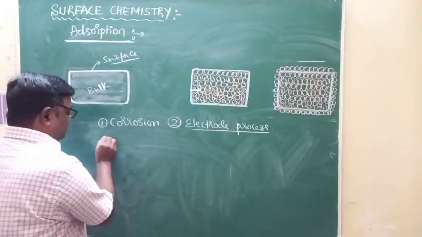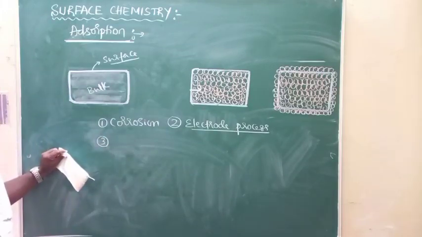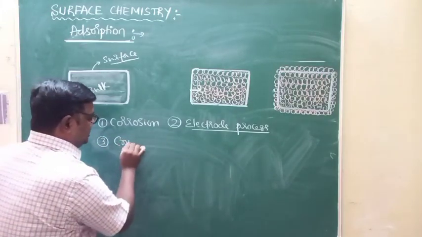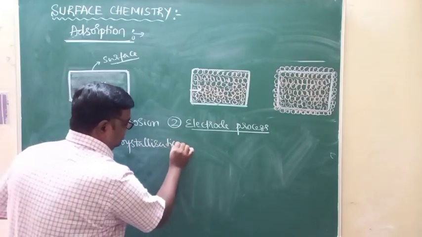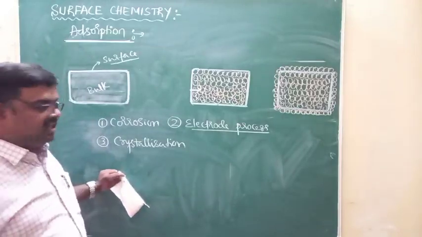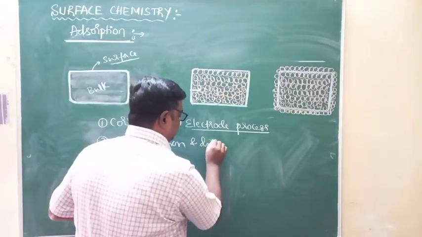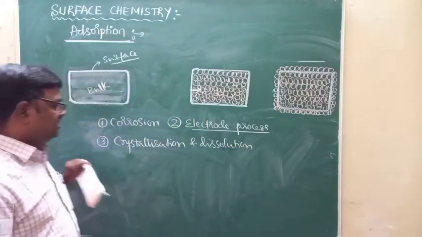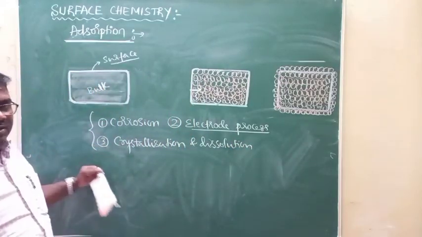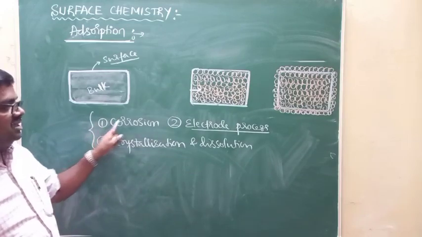Apart from that, the third process that is taking place at the surface will be crystallization and dissolution of solid. Crystallization and dissolution of solid also take place at the surfaces. So these are the three processes that I can quote as far as the processes at the surfaces are concerned.